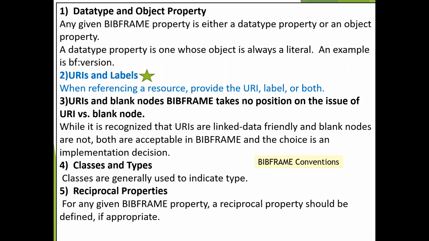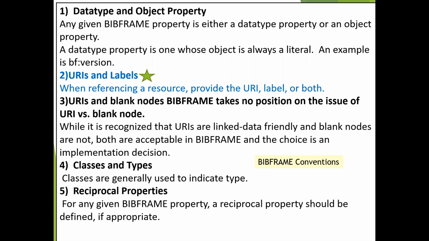If you don't have anything to put into that field, or you do not want to put linked data into your records, BibFrame takes no position on that. So that's all that means. We're not going to tell you you have to do this, but we're going to tell you we prefer for you to do that. I think number 3 could have been written much simpler, because all it's saying is that we recognize that URIs are linked data friendly. Not having anything's not, but you can do either one.